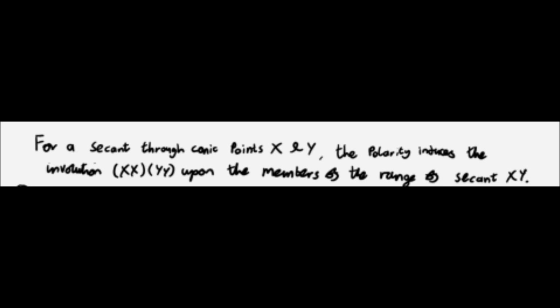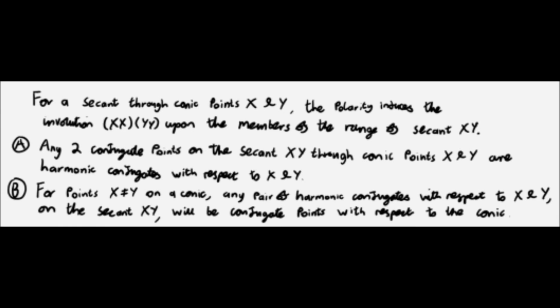So, firstly, we've already pretty much established that if we have a secant, and I'll write that secant as capital X, capital Y, so that's a line going through conic points, big X and big Y. Well, in that case, if we think about the involution that works on that secant, if we think about the polarity, we're thinking about the big picture now, the polarity working on that secant, it turns out that a couple of points on that secant will be conjugate to one another precisely when they are actually harmonic conjugates to one another with respect to these points big X and big Y, where this secant line actually intersects with the conic.